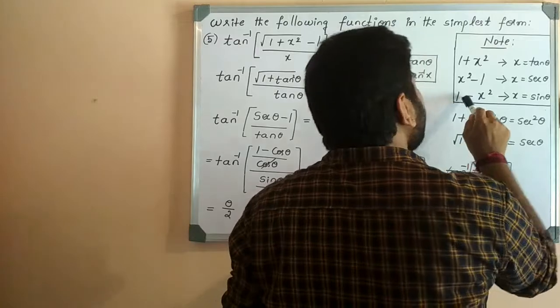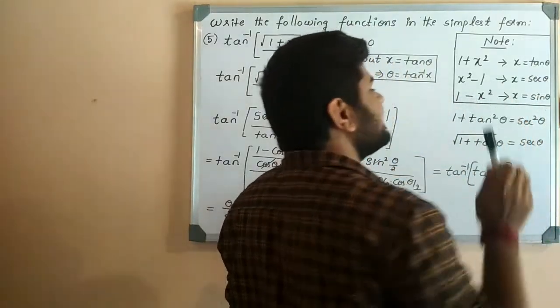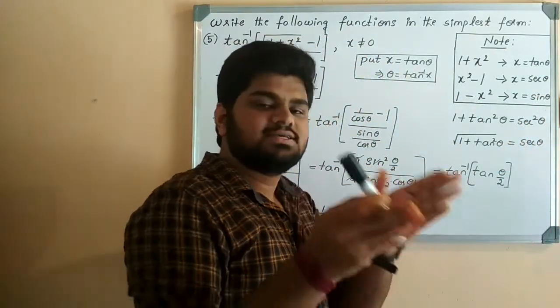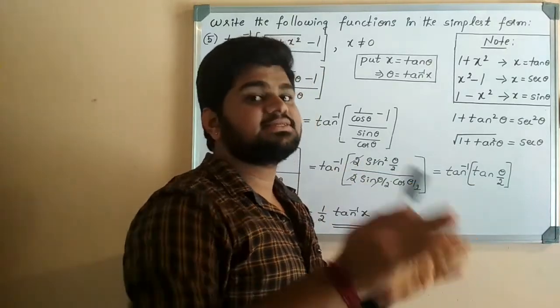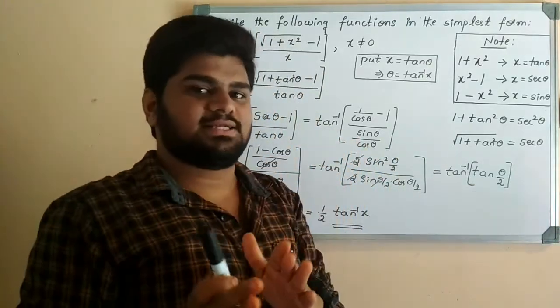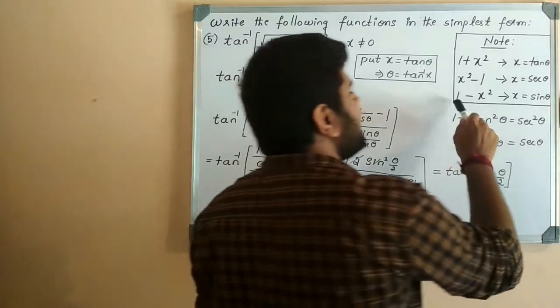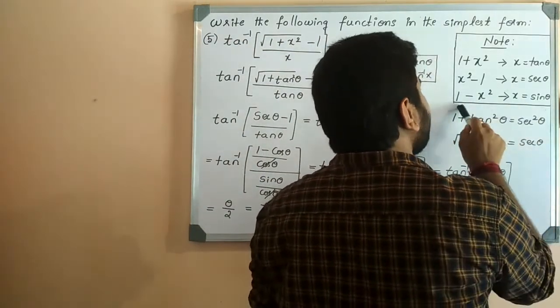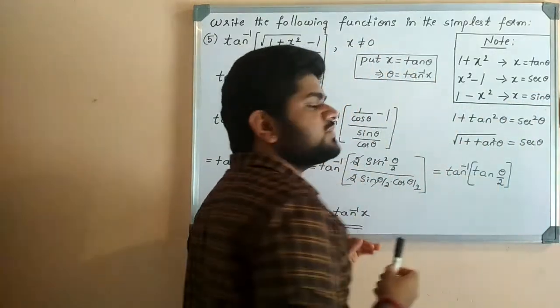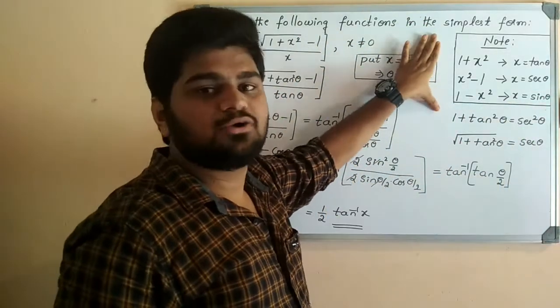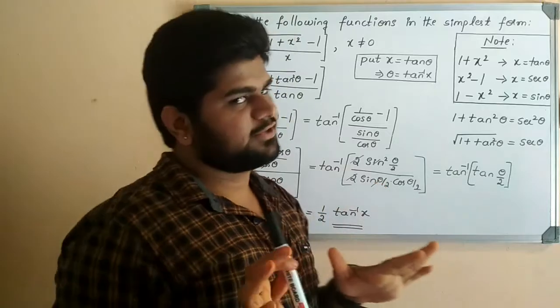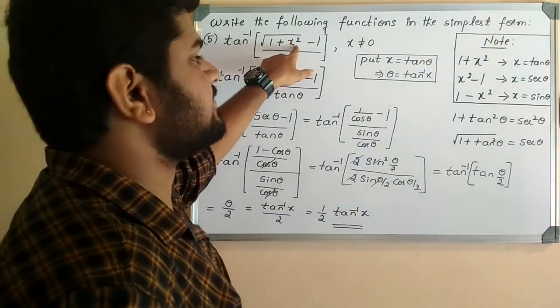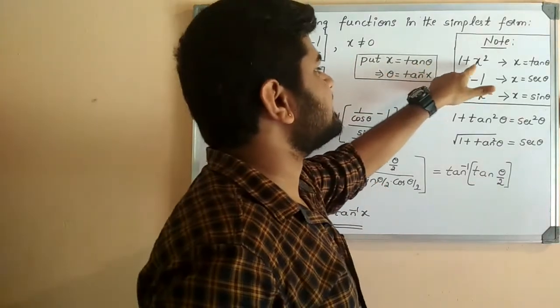So next, if 1 minus x square comes, then you have to put x is equal to sin theta or cos theta. That is sin square theta plus cos square theta is equal to 1. So 1 minus sin square theta is equal to cos square theta, or else 1 minus cos square theta is equal to sin square theta. So you have to remember this, most of the time it works. Root of 1 minus x square is given. So 1 plus x square.